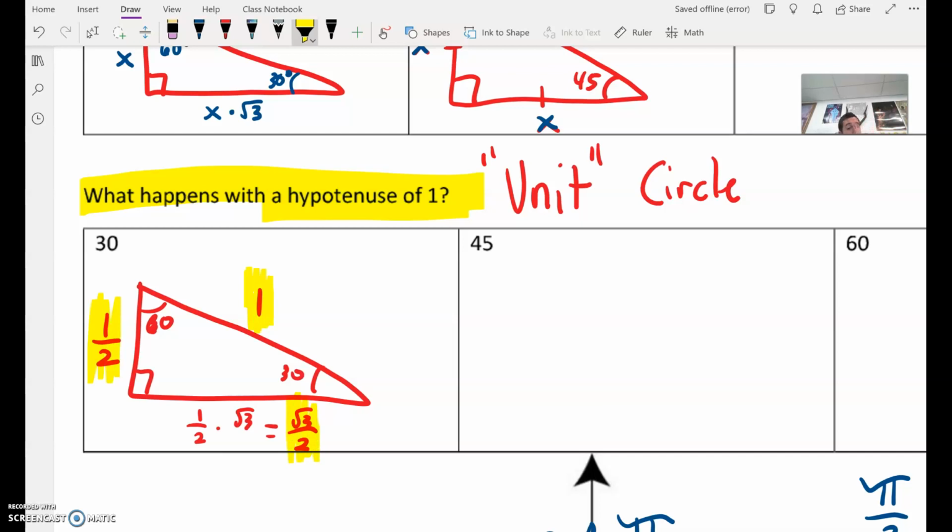oh my goodness, you've got to memorize them. You just got to memorize them. You're going to see them like crazy tomorrow.